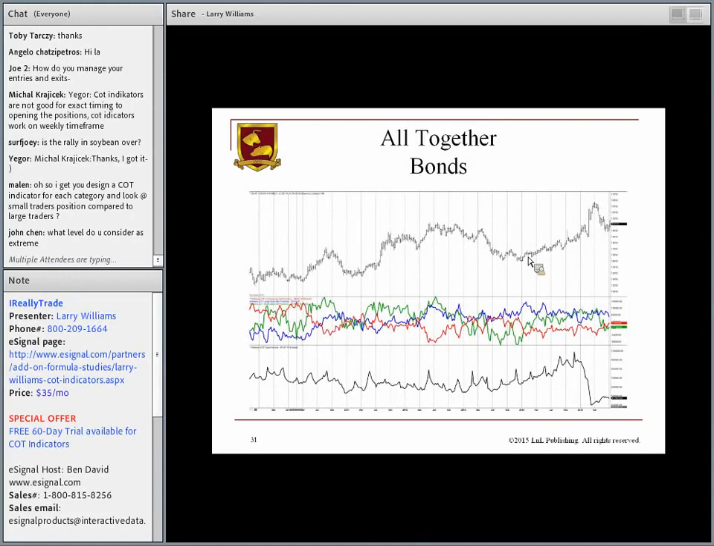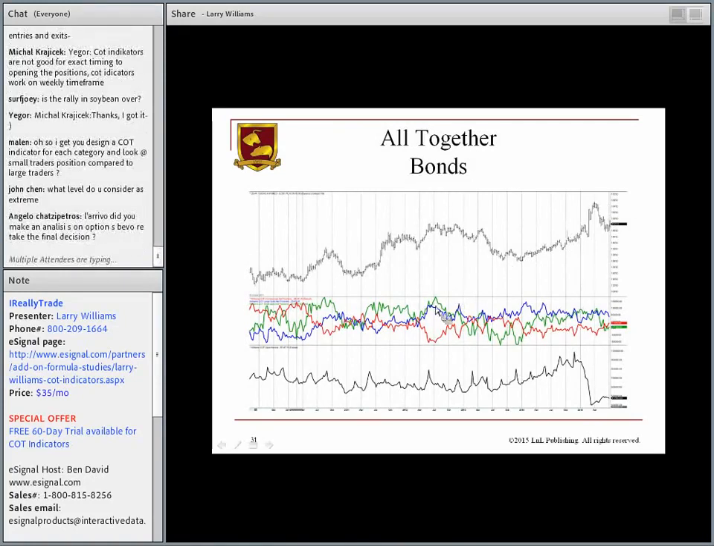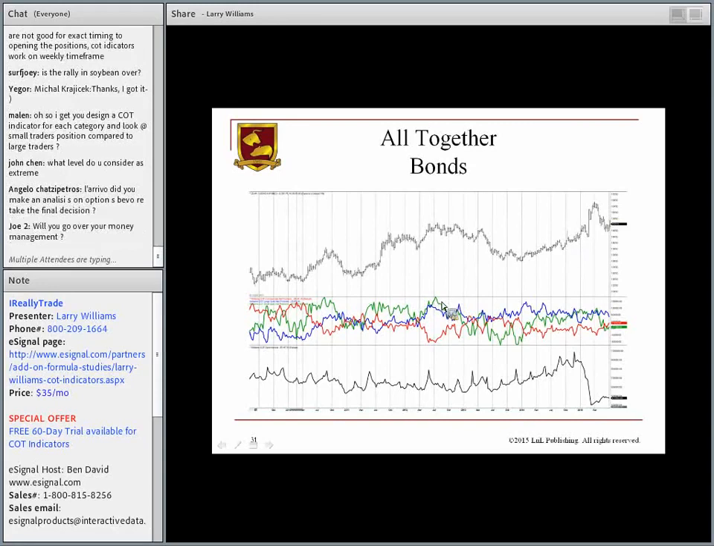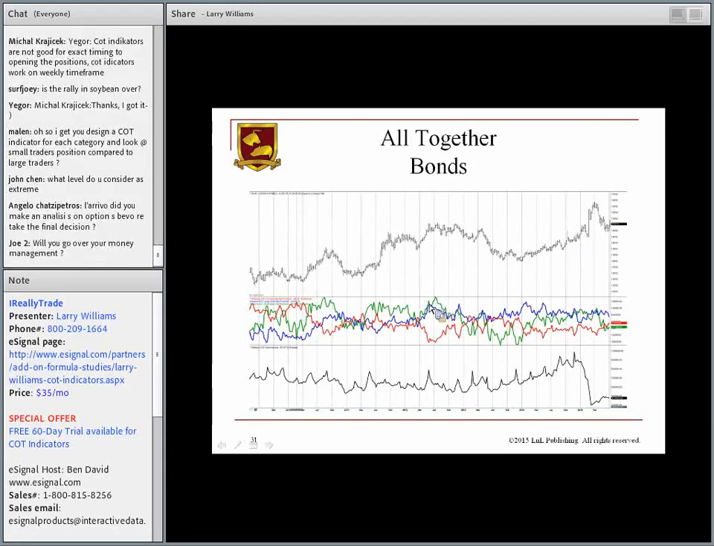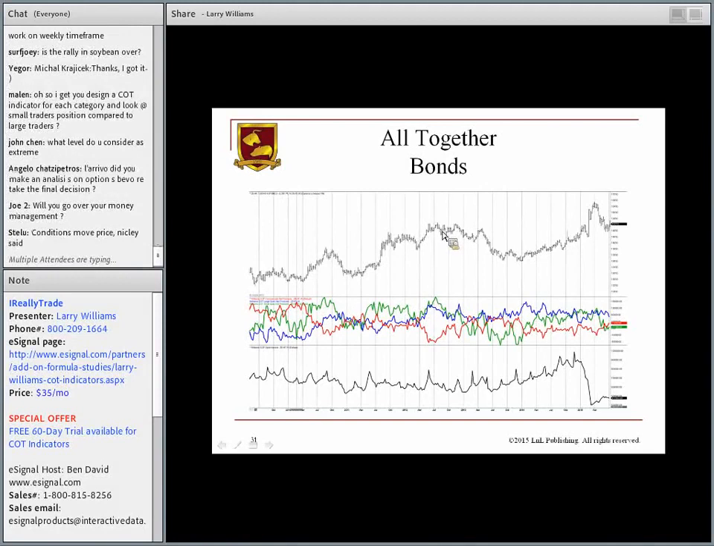Good question, John. What levels do you consider extreme? Well, a 6-month high. Here's the bond market. Yeah, this is the highest high it's been for years. So that really attracts my attention. I'm a position trader. There's not much money in day trading. A lot of fun and stuff, but you don't capture big moves that last for months when you're a day trader.